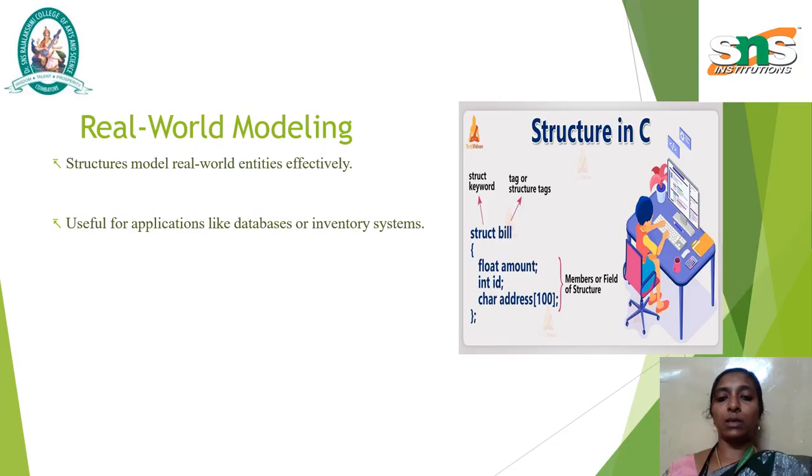We can use the struct keyword. Bill is the structure tag, and then we can mention multiple data types here: float, int, character. Float is used for the amount, int is used for the user ID or customer ID, and character is used for the address and name of the customers. These are the members or fields in the structure.